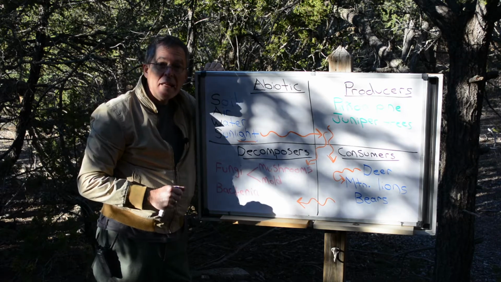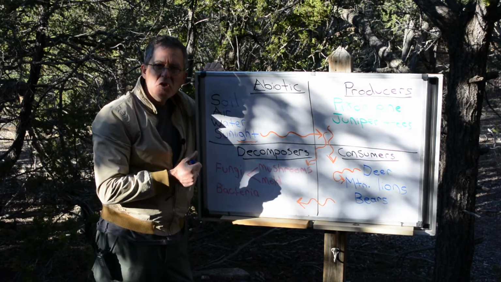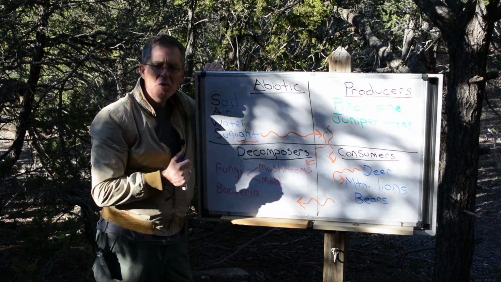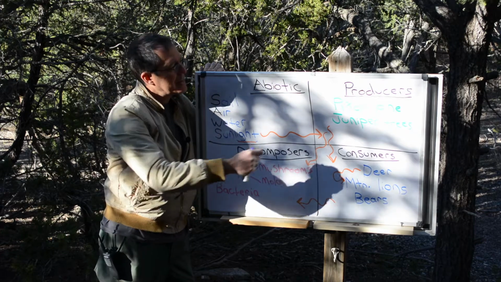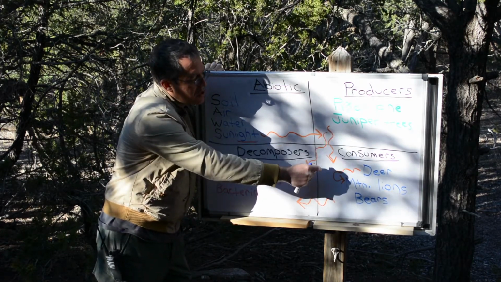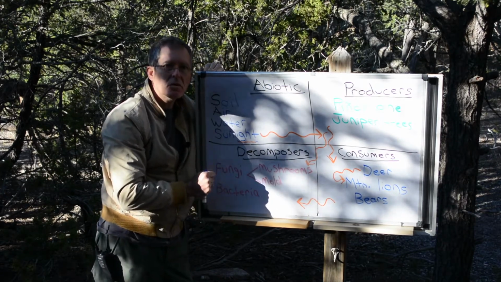All right, boys and girls, what I'd like you to do with your chart at home, again, just like you did with the T-chart, look around your house, your yard, park, with your adults' permission, and see if you can add more things to the producer section, to the consumer section, and possibly to the decomposer section.